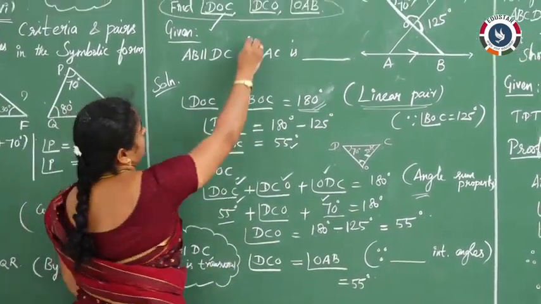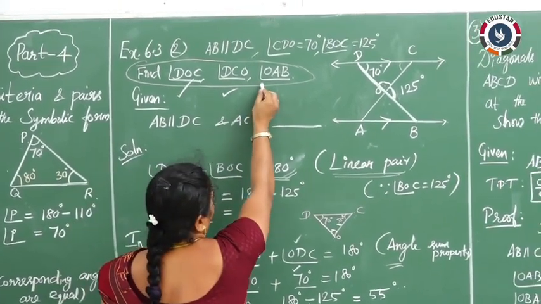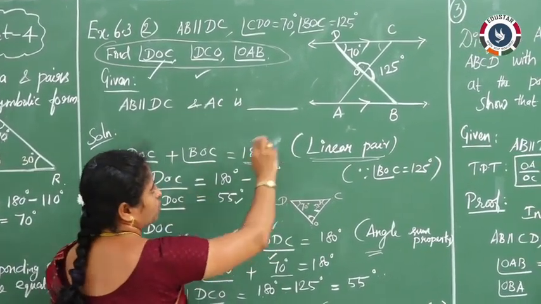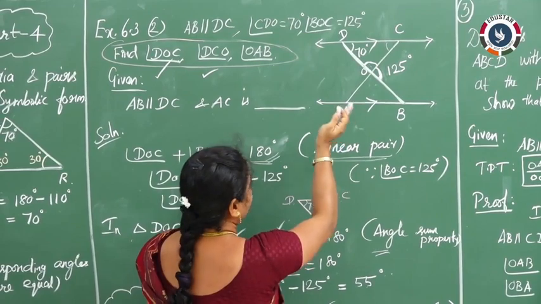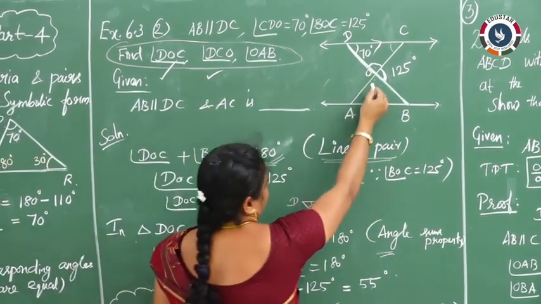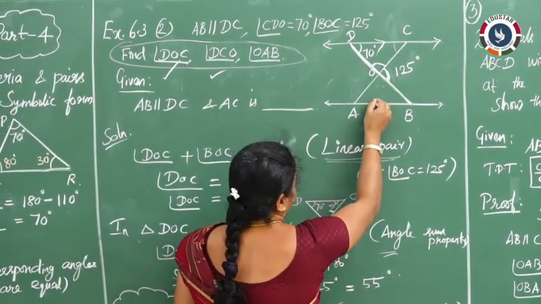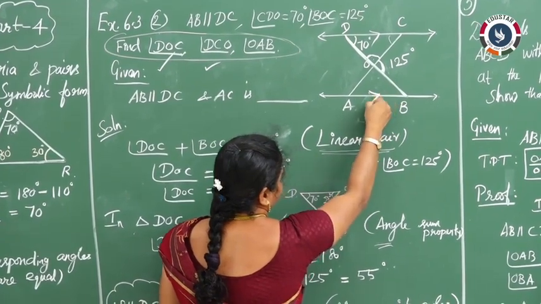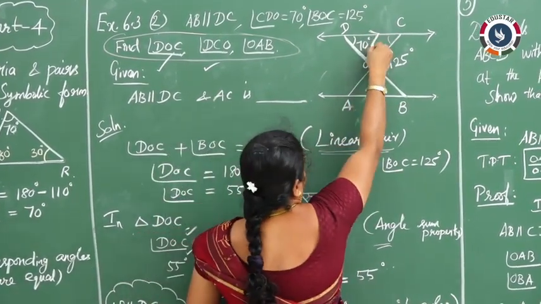And what is the next thing we are going to find out? Angle OAB. How do we find out OAB? How do we relate it with the angles we have found? So OAB, look at this. Already you know those two sides are parallel.